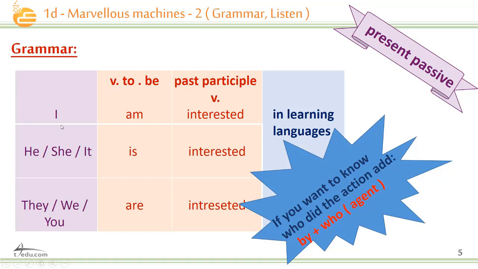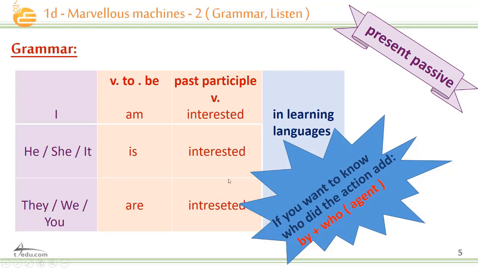Now, let's go through the present passive again. We have the pronoun I, am, the verb to be in the present form with I, is am, interested in learning languages. The past participle of the verb interest is interested because it's a regular verb. Yes, let's keep in mind that verbs are irregular or regular. The regular form simply takes the ed. It doesn't change the form of the verb. So we say, I am interested in learning languages. Here, if we want to know who did the action, we add the agent. Very good. She, he, it is interested in learning languages. They, we, you are interested in learning languages.